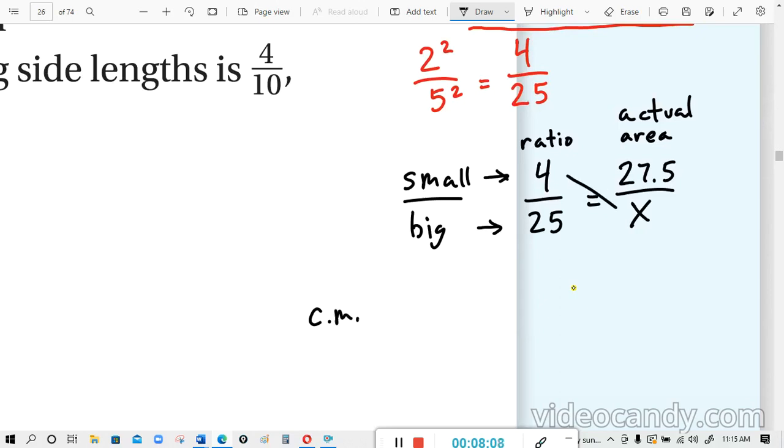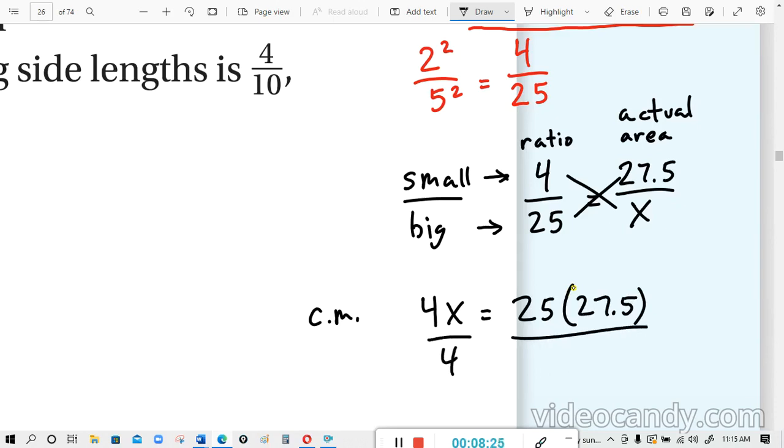Top times bottom is 4x. Bottom times top, 25 times 27.5. And solving for x, you just divide both sides by 4. Cancels here. And I'll do this on the calculator. Rounding off, I get 171.9. The units for the original area were centimeters squared, so this is also going to be centimeters squared.